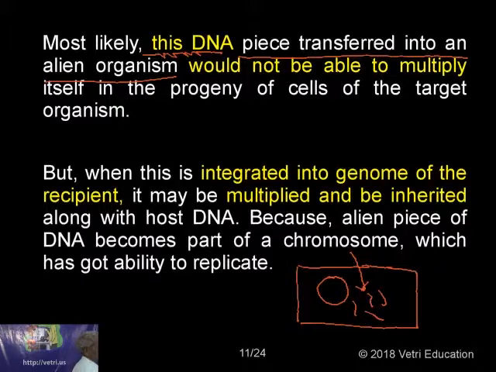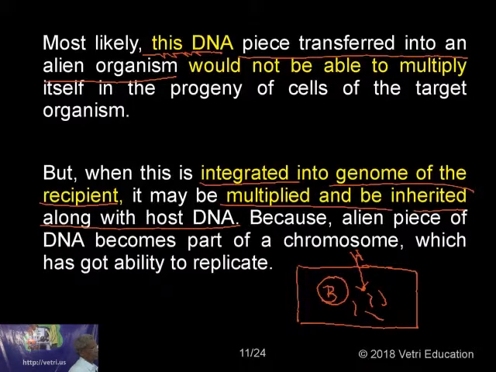Let us say this is an organism B, and this DNA is from organism A. If this fragment of DNA derived from organism A is not incorporated into B, then there is no use. But when it is integrated into the genome of the recipient, then it becomes useful. Then it can be multiplied and inherited along with the host DNA.